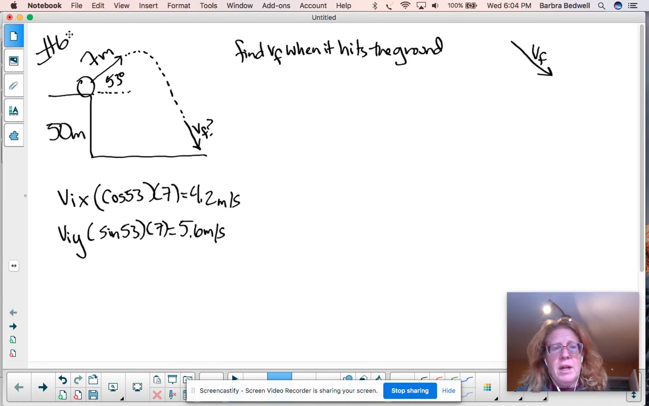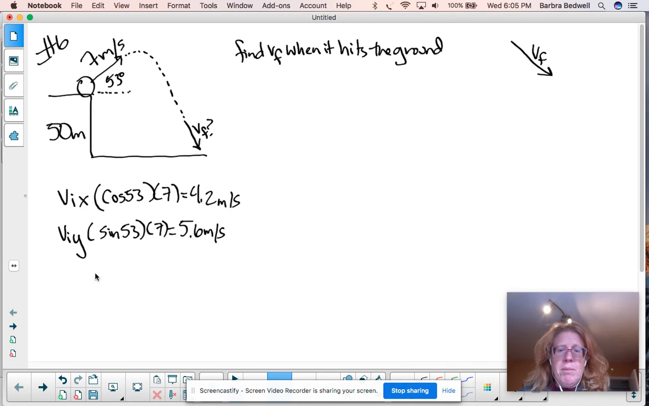So in this one, you've got a rock or something on a cliff. A rock's being thrown from the top of a 50-meter high cliff. So there's my 50 meters right there. It's being thrown at a speed of 7 meters per second at an angle of 53 degrees above horizontal. And the question asks you for what its final velocity is when it hits the ground, which is a little bit of a different style of question.